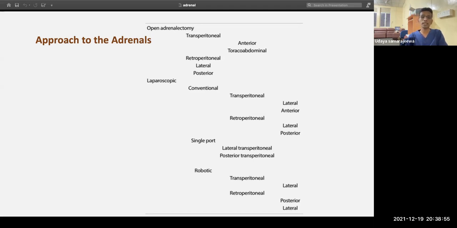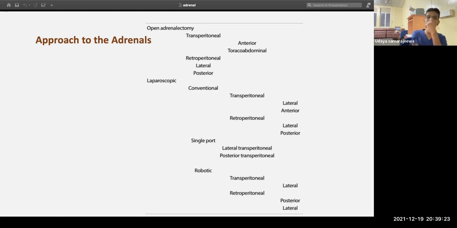And then later people started doing retroperitoneal surgery, but there are certain limitations for retroperitoneal surgery. We will see on the next slide what the limitations for the retroperitoneal approach are. Retroperitoneal, we can also approach either laterally or posteriorly. With the development of techniques, then came single port surgery. And now we even have robotic transperitoneal or retroperitoneal adrenal surgery.